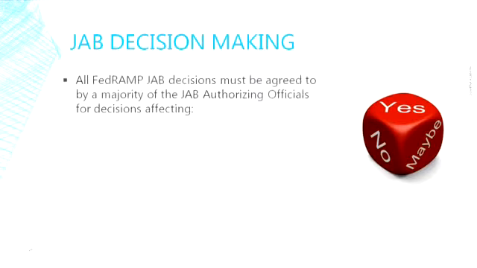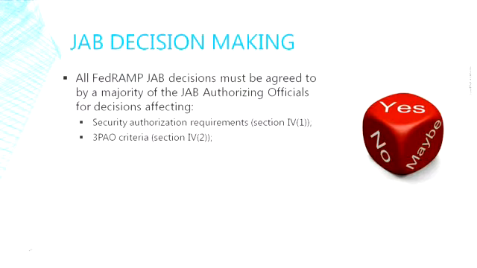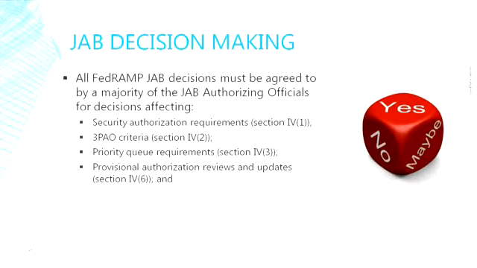All FedRAMP JAB decisions must be agreed to by a majority of the JAB authorizing officials. Security authorization requirements, 3PAO criteria, and priority queue requirements are also reviewed. Provisional authorization reviews and updates and all methods for input to security authorization requirements are also under the jurisdiction of the JAB.